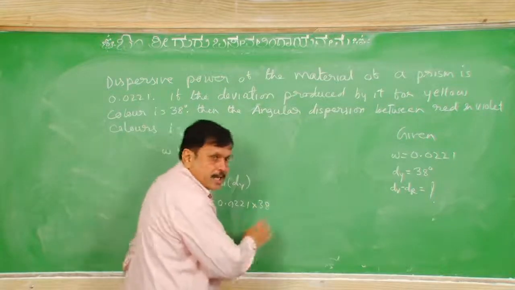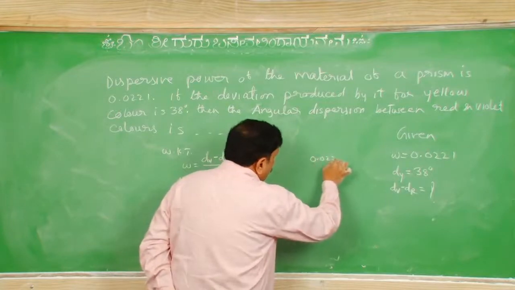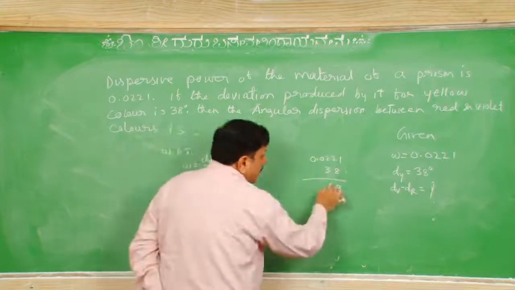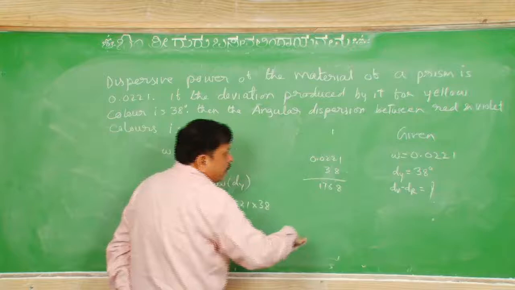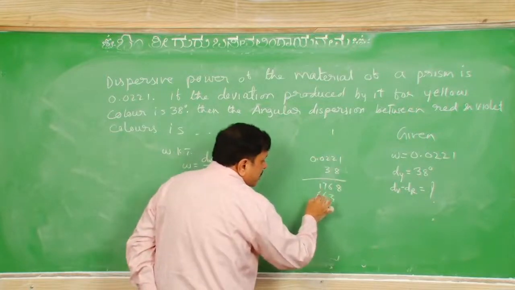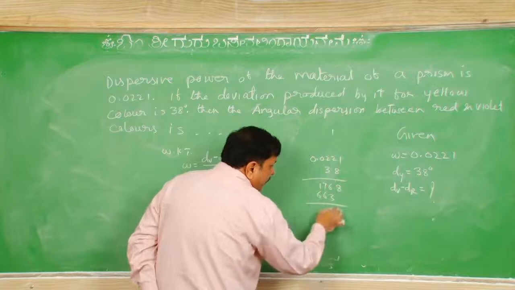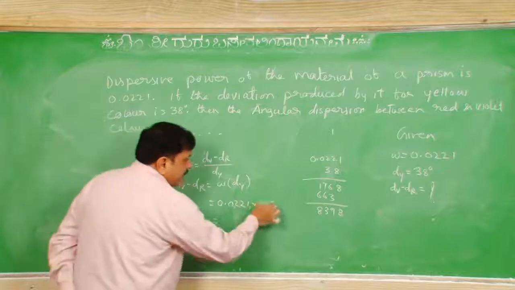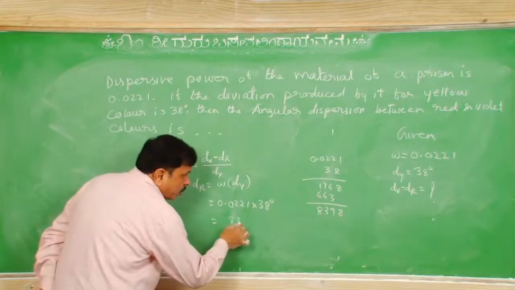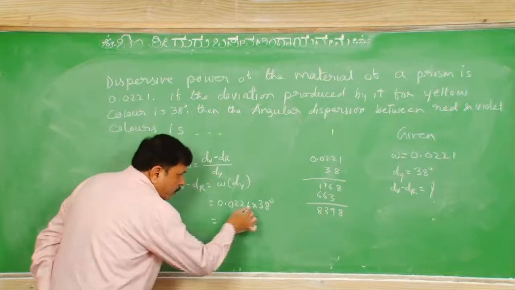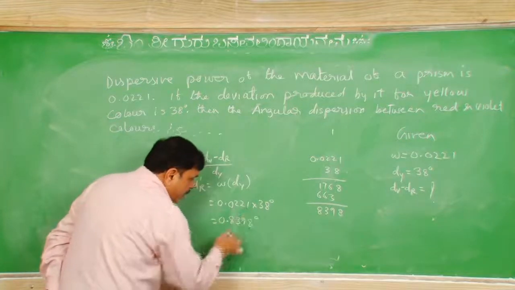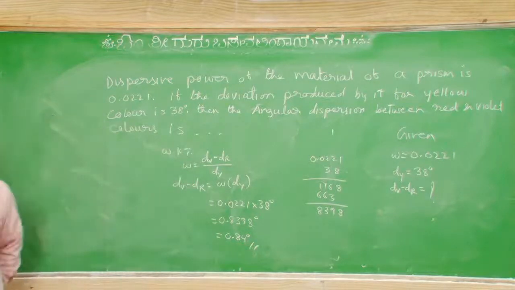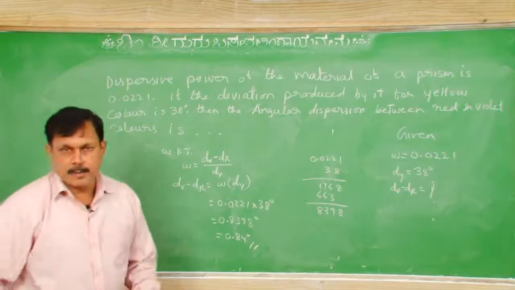Now we have to multiply 0.0221 by 38. Since it is in degrees, after multiplying we get 0.8398, four digits we have to leave like this, so 0.84 degree will be the angular dispersion.